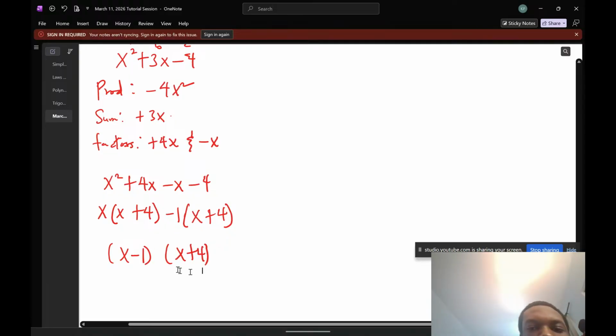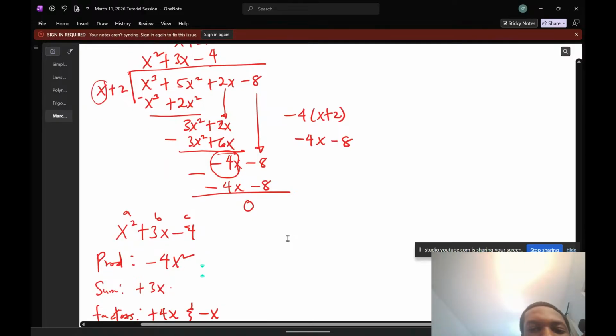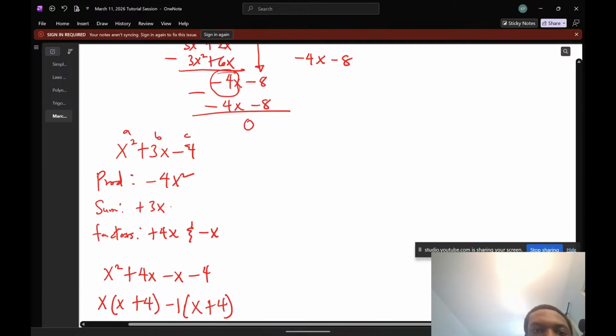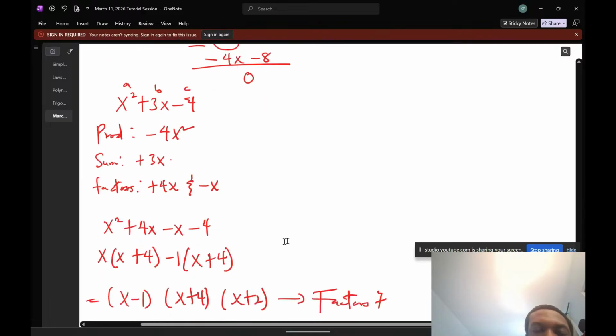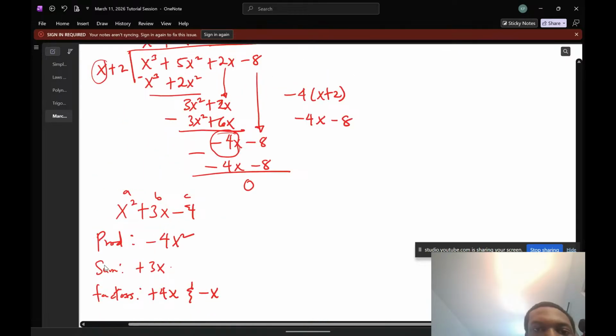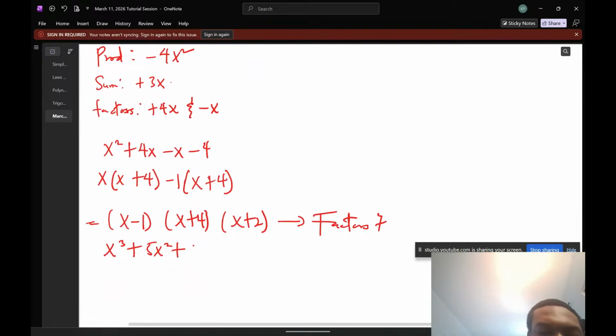And the last one that was used to divide it is x plus 2. So all these three are factors of x cubed plus 5x squared plus 2x minus 8.